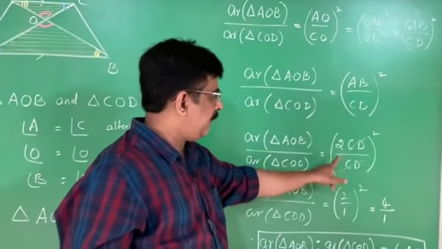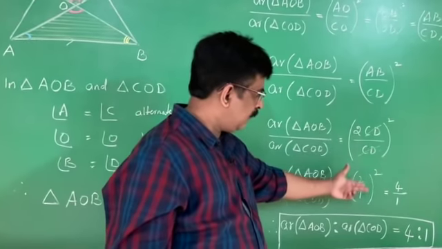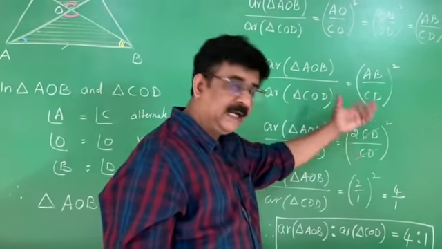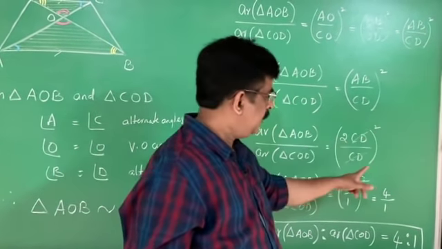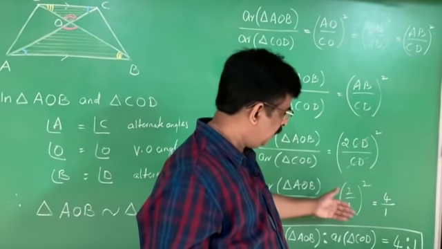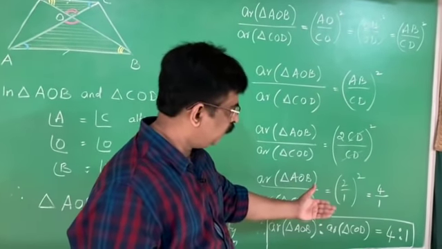In the place of AB I wrote 2CD. Cancel CD. It becomes 2 by 1 whole square. 2 by 1 whole square is 4 by 1. Some people may do square then cancel. That is 2CD becomes 4CD square divided by CD square. Cancel CD square, you get 4 by 1. The area of triangle AOB is to area of triangle COD is equal to 4:1.